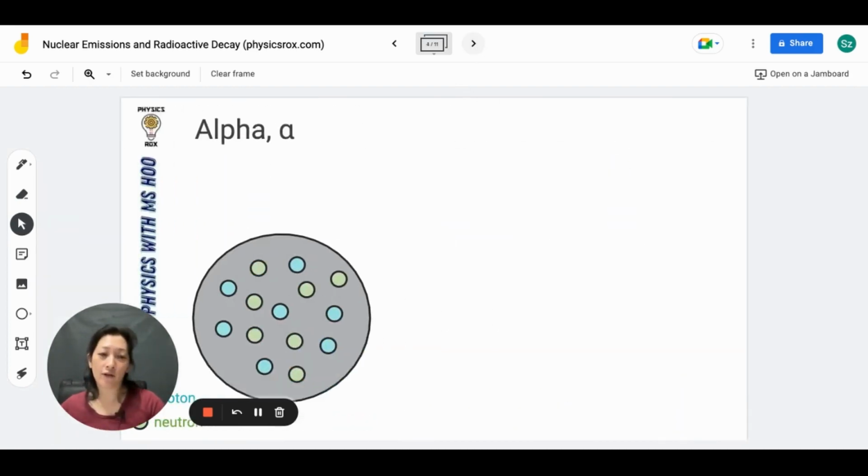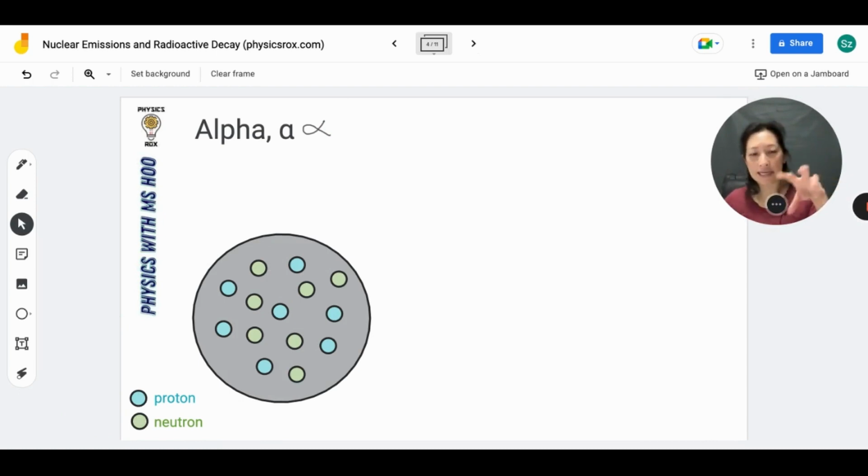Now, alpha can also be written in short form with the Greek letter alpha. If you're not sure how it looks, this is how you write it. You write alpha like this. It looks like a fish. Okay, so what is alpha?